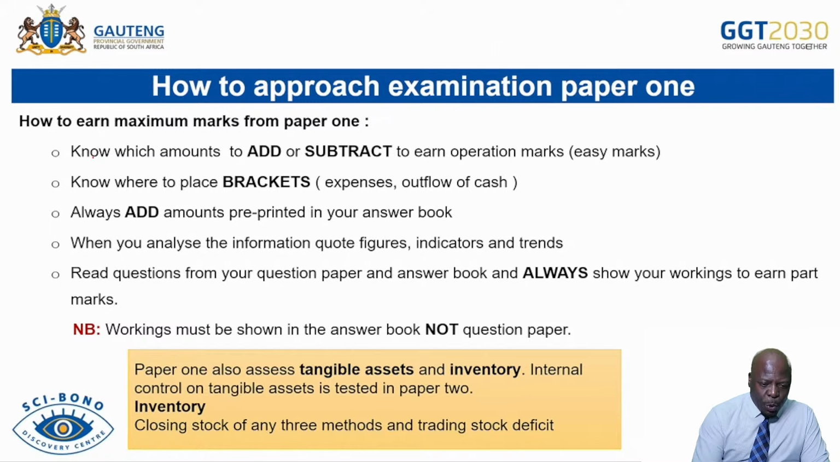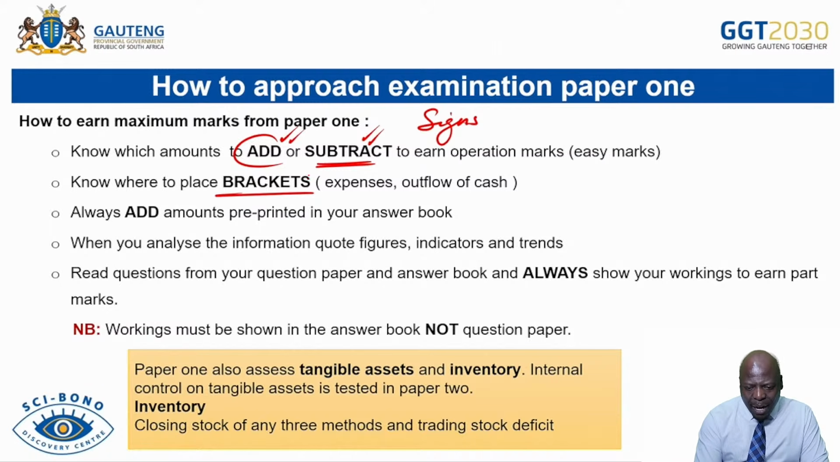The next thing that I want to talk about is know which amounts to add and know which amounts to subtract. Very key. Signs are very key. You must know what to add and you must know what to subtract. And know where to place your brackets. That means expenses and outflows of cash. And you see this when we do the correct net profit calculation as well.